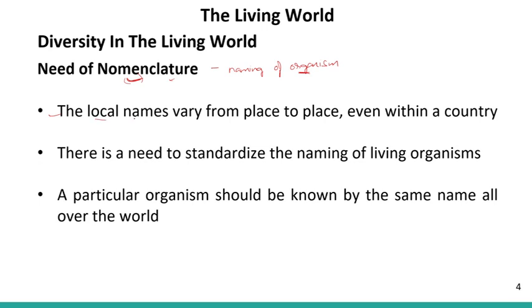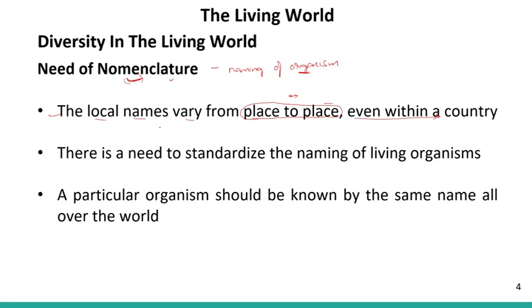The local name varies from place to place. We all know that there is always a local name given to any organism. This local name varies from place to place, even within a country. Like if you go from one state to another state, the name of the plant can change. In one state you call it by one name, in another state you call it by a different name.